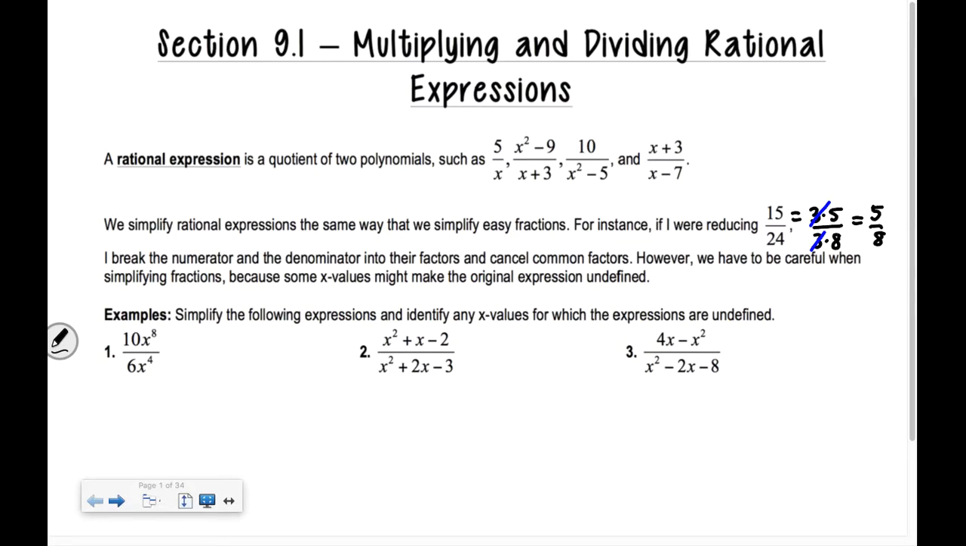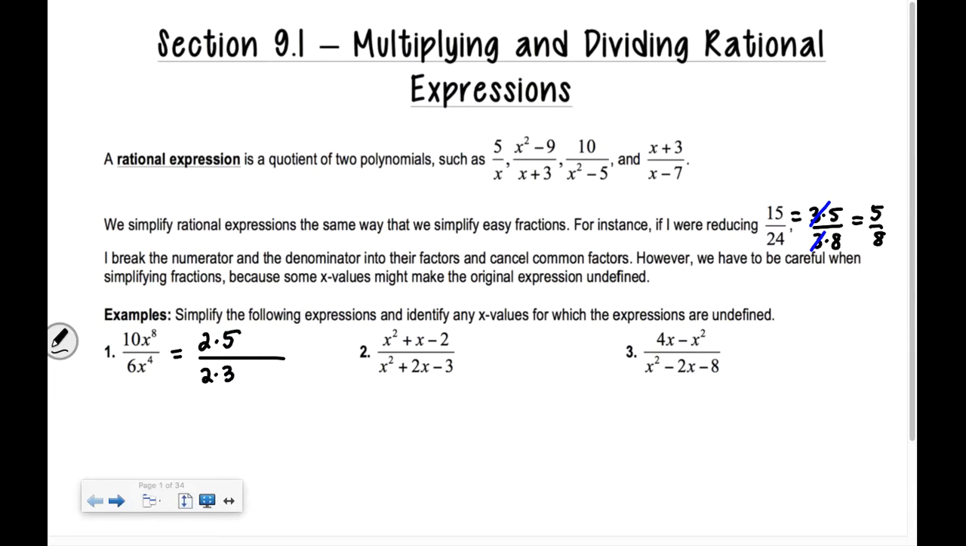So the first one, I have 10x to the 8th over 6x to the 4th. Okay, so let's think about just those numbers, the 10 and the 6. What do the 10 and the 6 have in common? 2. So we're thinking of this as 2 times 5 over 2 times 3. And then our x's, we have 8 x's along the top, and we have 4 x's along the bottom.